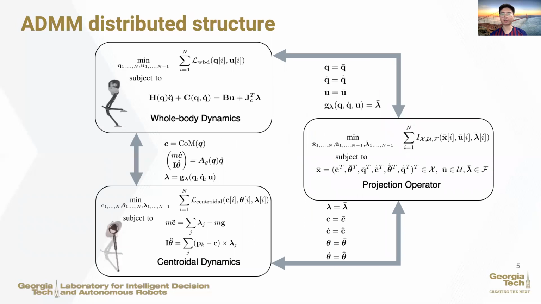The core idea of our approach is to make use of a distributed optimization method called alternating direction method of multipliers, ADMM, to further decompose the original optimization structure into multiple easier problems to solve. We will get back to this framework later.